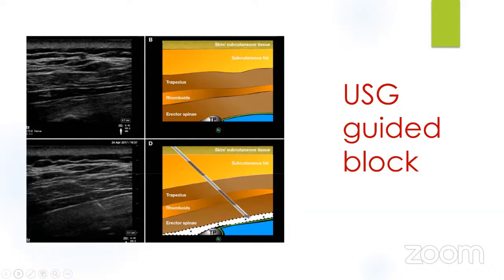While performing the erector spinae block, we will pierce the skin, subcutaneous tissue, subcutaneous fat, trapezius muscle, rhomboid muscle, and erector spinae. Then after piercing the erector spinae, we will deposit the local anesthetic just above the transverse process.